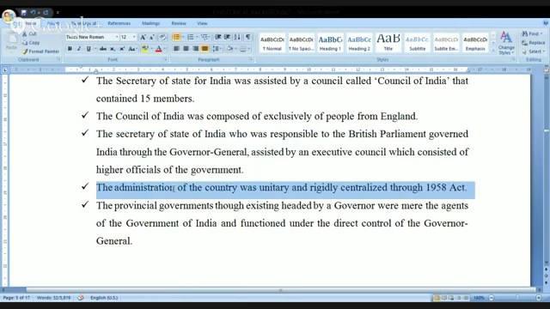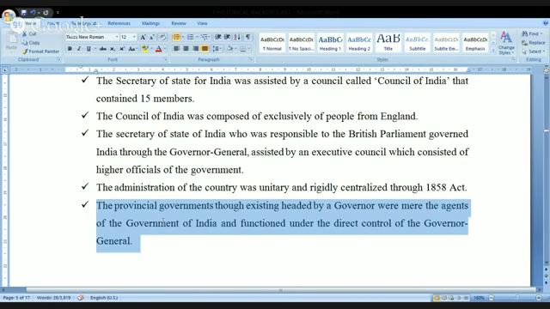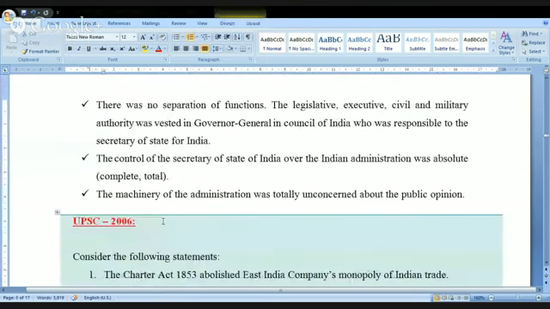Look at this. The administration of the country was unitary and rigidly centralized through the 1858 Act, meaning it became more centralized. Now, look at this. The provincial governments, though existing and headed by a governor, were mere agents of the Government of India and functioned under the direct control of the Governor General. Already we have seen there is a Governor General for India. There may be governors for various provinces, but even then, those governors functioned under the direct control of the Governor General. Look at this. There was no separation of functions.